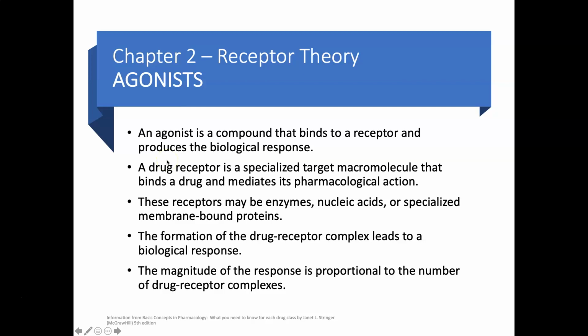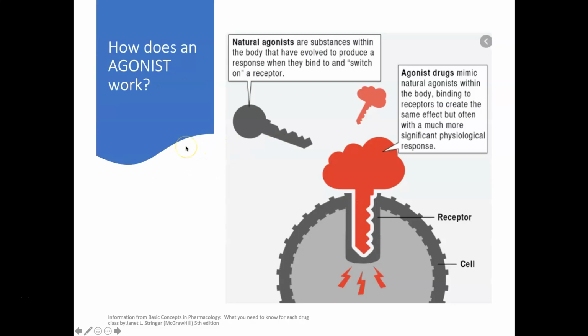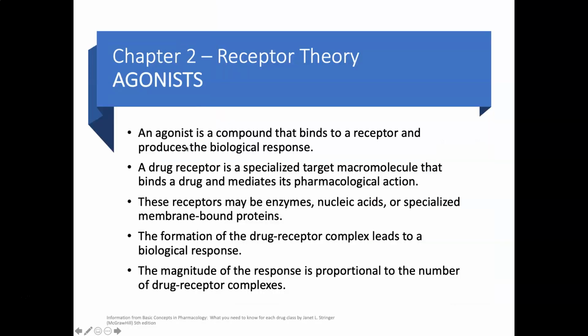So we're back to our words, and this is on page 5. An agonist is a compound that binds to a receptor and produces the biological response. Okay, I'll say that again. An agonist is a compound, so it's a medicine, a drug, what have you, that binds to a specific type of receptor and produces the biological response. And that's where you get the medication acting.